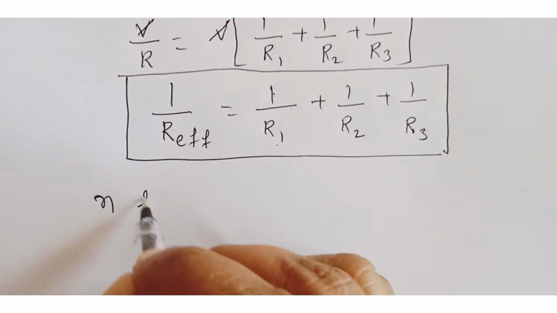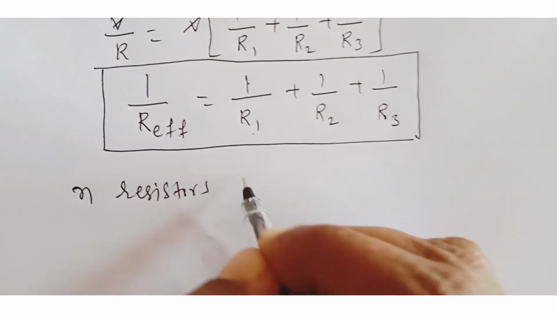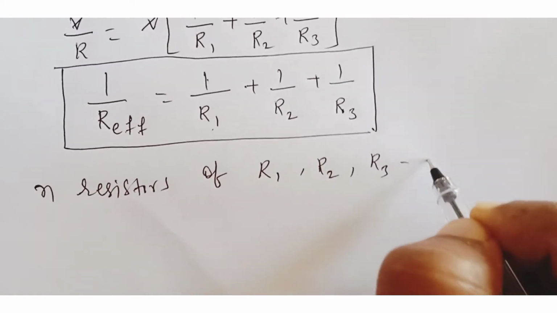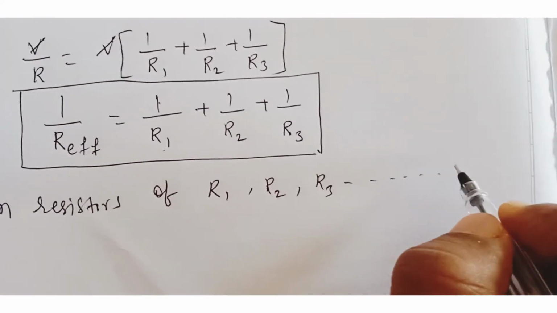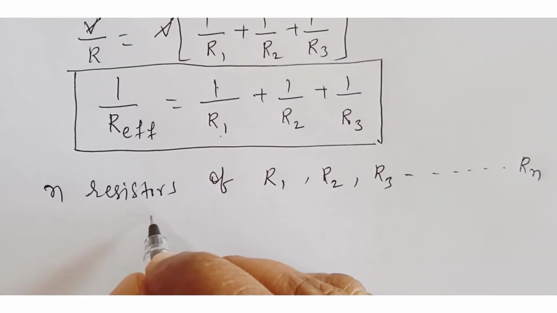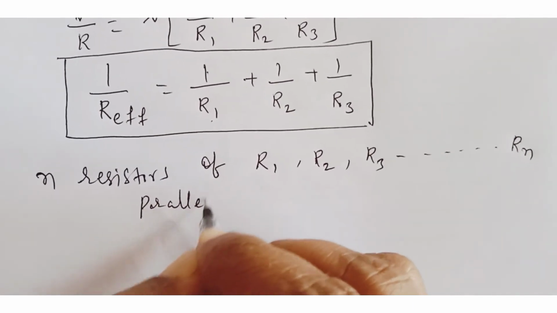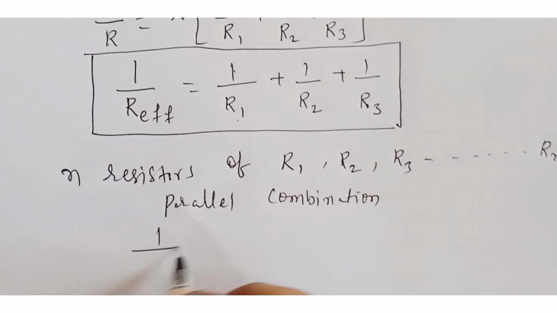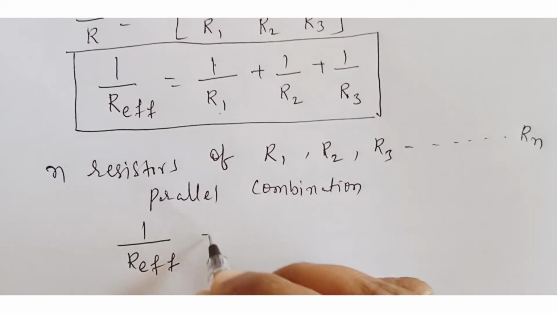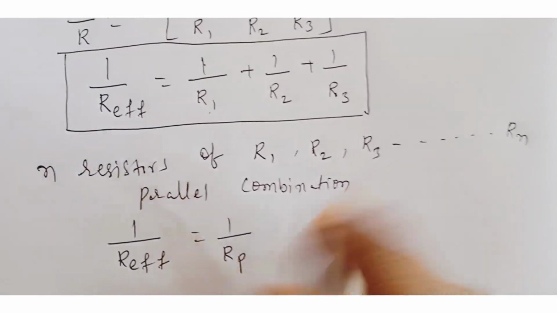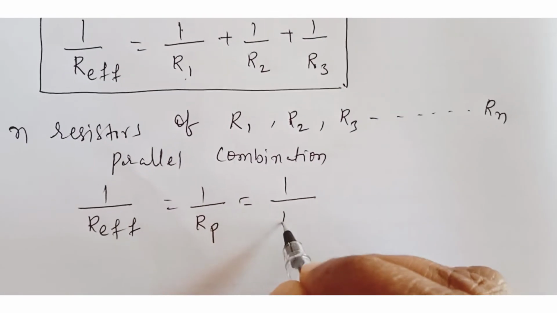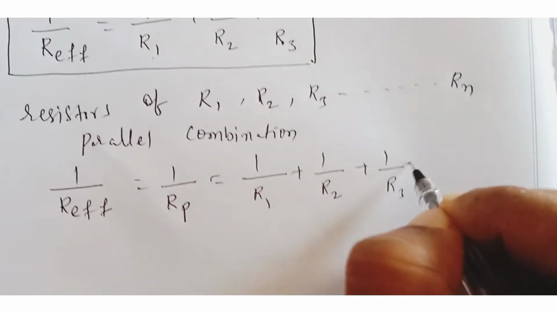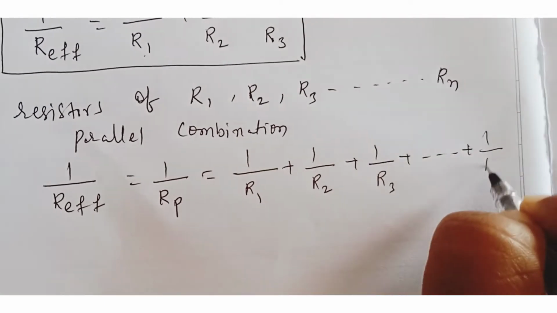Now n resistors of resistance R1, R2, R3 and so on up to Rn are connected in parallel combination. The effective resistance 1 by R effective, or 1 by R parallel, is the same: 1 by R1 plus 1 by R2 plus 1 by R3 plus and so on up to plus 1 by Rn.